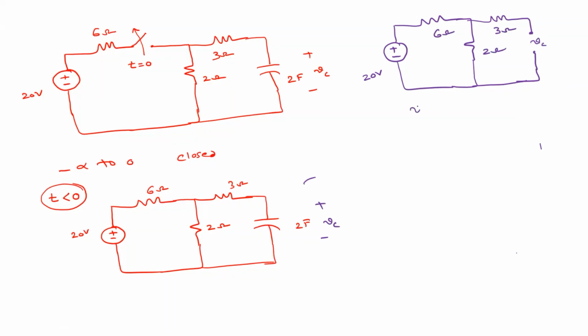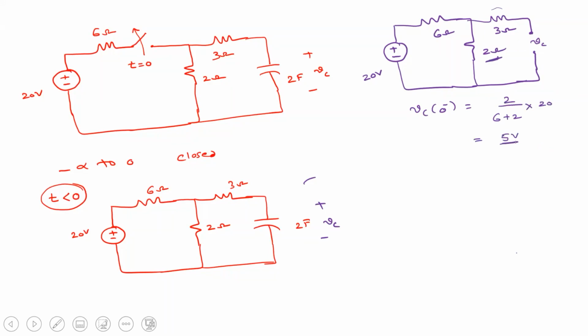So now tell me what is VC of 0 minus? So just before the switch is open, what is this voltage? How to find this voltage? That will be equal to the voltage across the 2 ohm resistor, since there is no current in this 3 ohm resistor. So how to calculate that? 2 ohm by 6 plus 2, voltage division, into 20 volts. So how much is this? 5 volts.